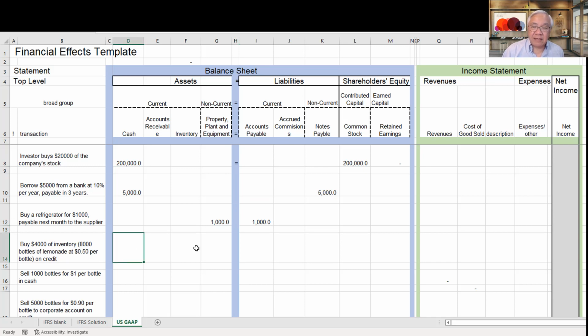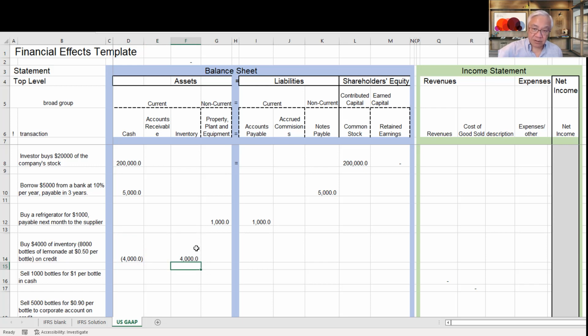Next, we buy $4,000 worth of inventory, and it's 8,000 bottles of lemonade at 50 cents a bottle, right? So we paid cash apparently. So that's 4,000. We spent 4,000, and now we're building inventory for 4,000, right?